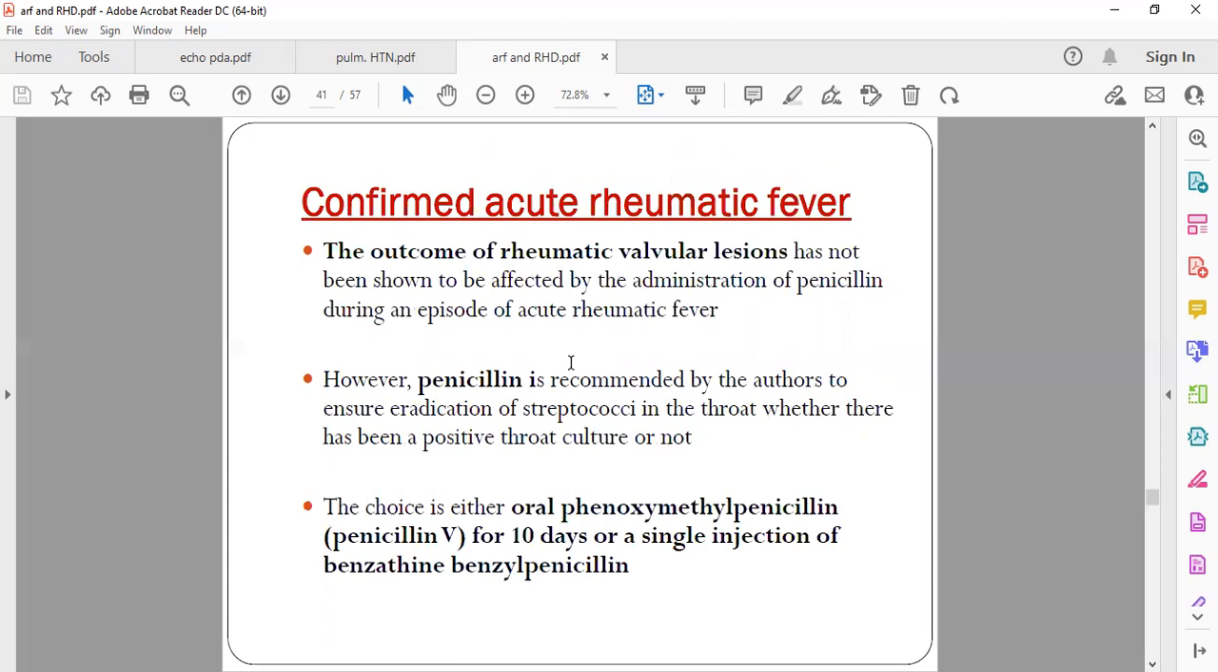Once acute rheumatic fever is confirmed, you should give treatment with an antibiotic to eradicate the group A streptococcus. Most commonly used is penicillin. Penicillin has no effect on the acute rheumatic valvular lesions of the heart; they will not get cured with that. But penicillin will remove the group A streptococcus from the throat, and thus prevent the formation of rheumatic heart disease. What we commonly use is oral phenoxymethylpenicillin, that is penicillin V, given for 10 days, or you can give a single injection of benzathine benzyl penicillin.